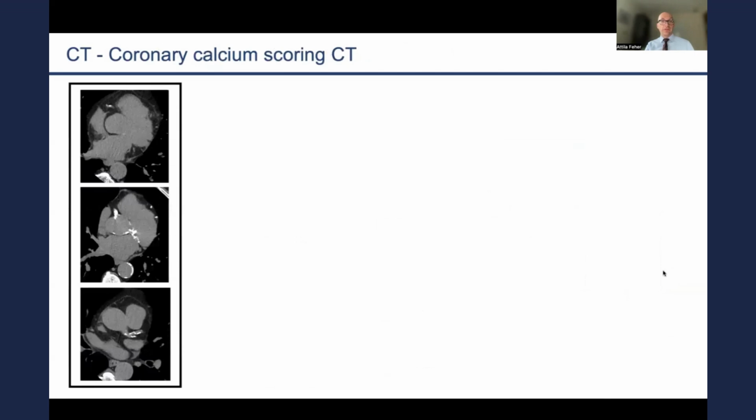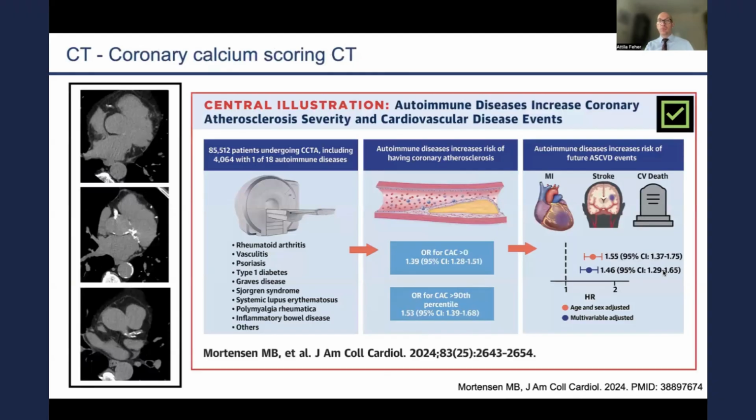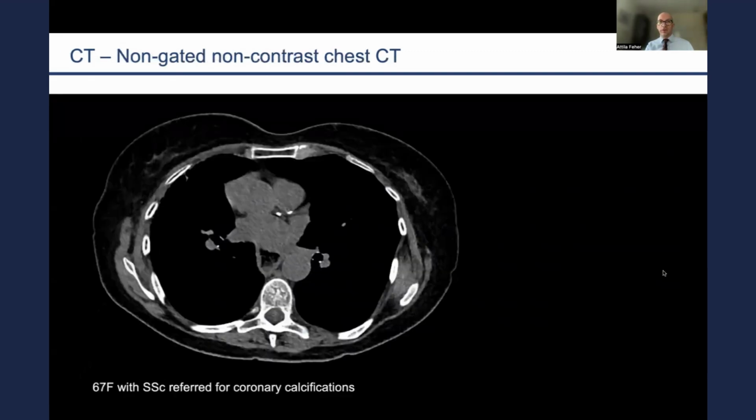Coronary calcium scoring CT is routinely available nowadays, and it has been shown with multiple publications that patients with autoimmune disease, such as this one, published by Mortens and his group, roughly 4,000 autoimmune disease patients, that autoimmune disease increases the risk of having any coronary calcification or having coronary calcification above the 90th percentile. And this autoimmune disease in this population is associated with adverse outcomes.